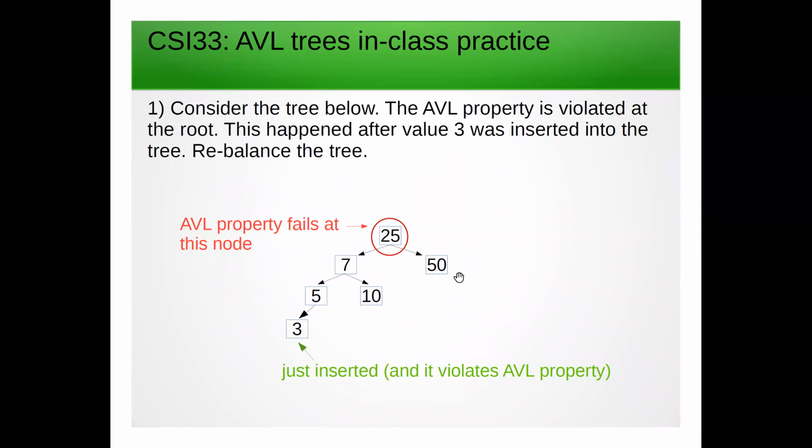That's when everything went wrong. So we are going to rebalance. How? Well, we see what's going on. Starting from this node where the AVL property fails, where did we go to insert the 3?